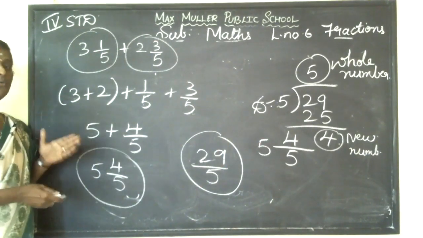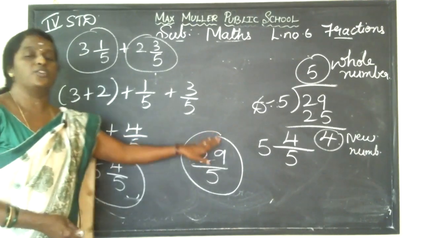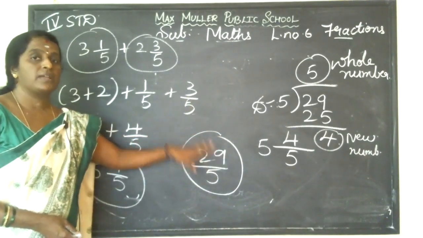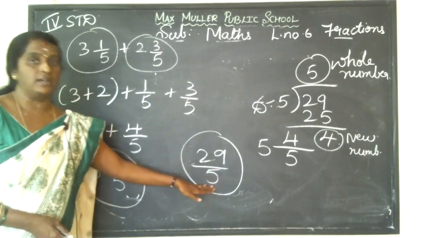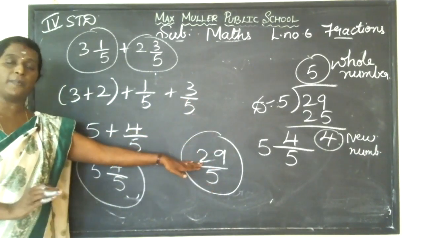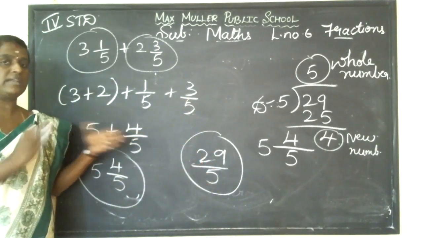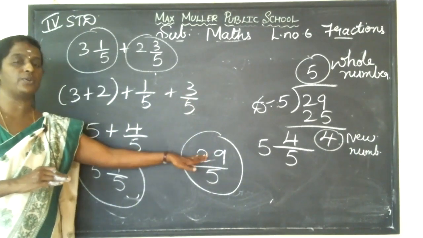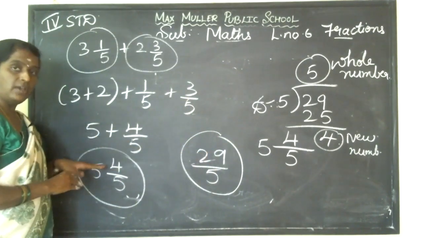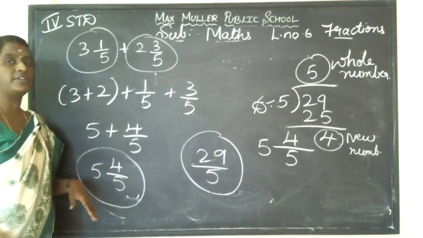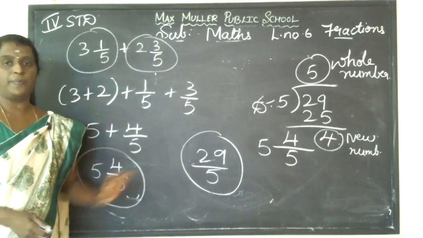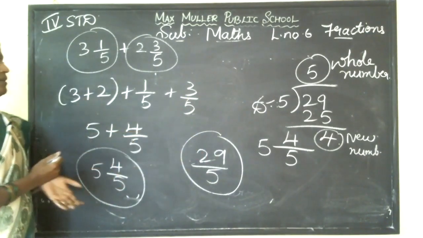Just go through what is improper fraction. Numerator will be greater, denominator will be lesser. From an improper fraction you can convert, but a proper fraction you can't convert. See, this improper fraction you can convert into a mixed fraction. From a mixed fraction you can convert into an improper fraction. Okay, children, just copy down this.